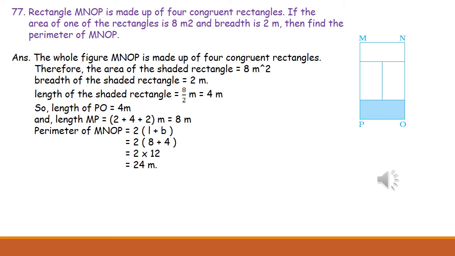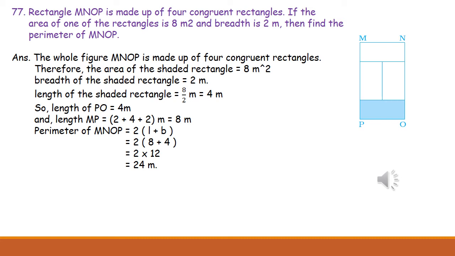As we know that all these 4 rectangles are congruent to each other, that means they have similar length and breadth. So we can say that if the shaded rectangle has length 4 meter and breadth 2 meter, all the 4 rectangles have the same length and same breadth. So we can say that the length PO is equal to 4 meter. So 4 meter is the length of the shaded area, but it is the breadth of the large rectangle MNOP.